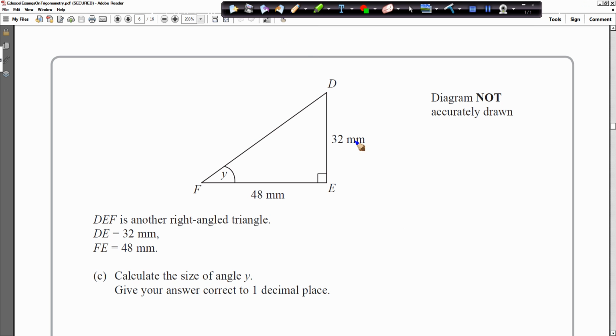So the angle Y will be equal to tan minus 1 of 32 over 48, and the answer to one decimal place will give you 33.7, because the original answer was 33.690. So that is your answer for that one. Done.